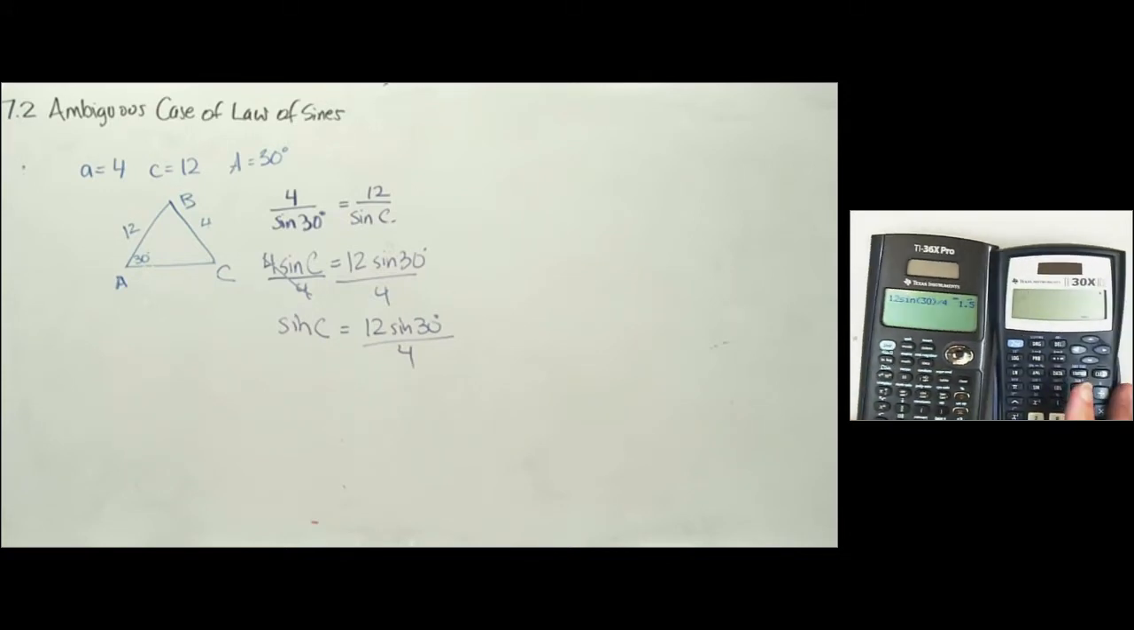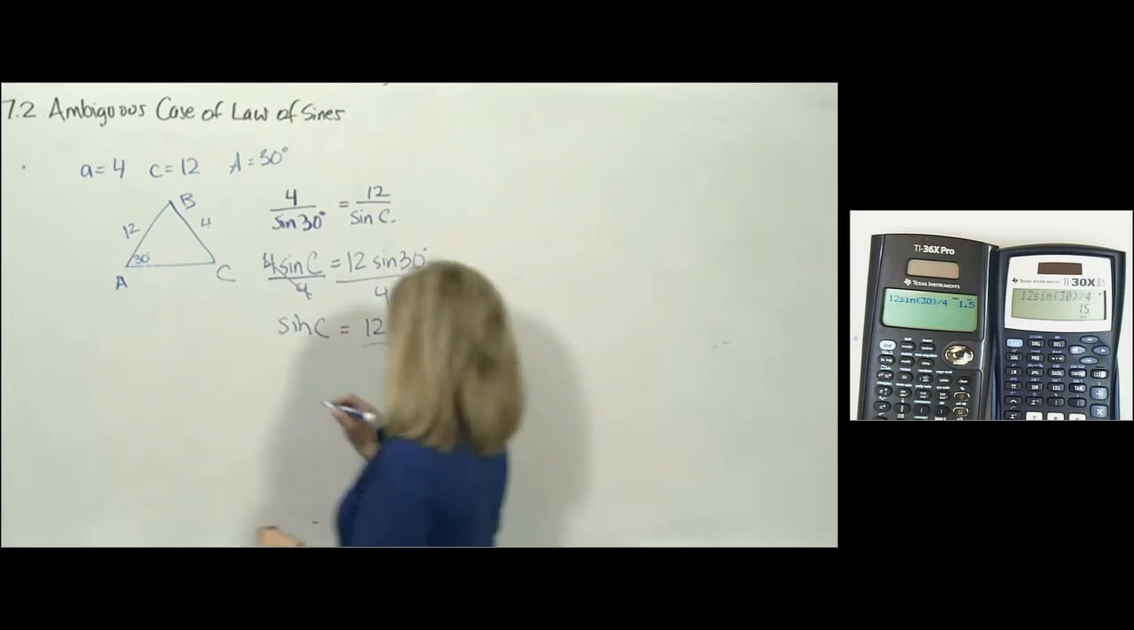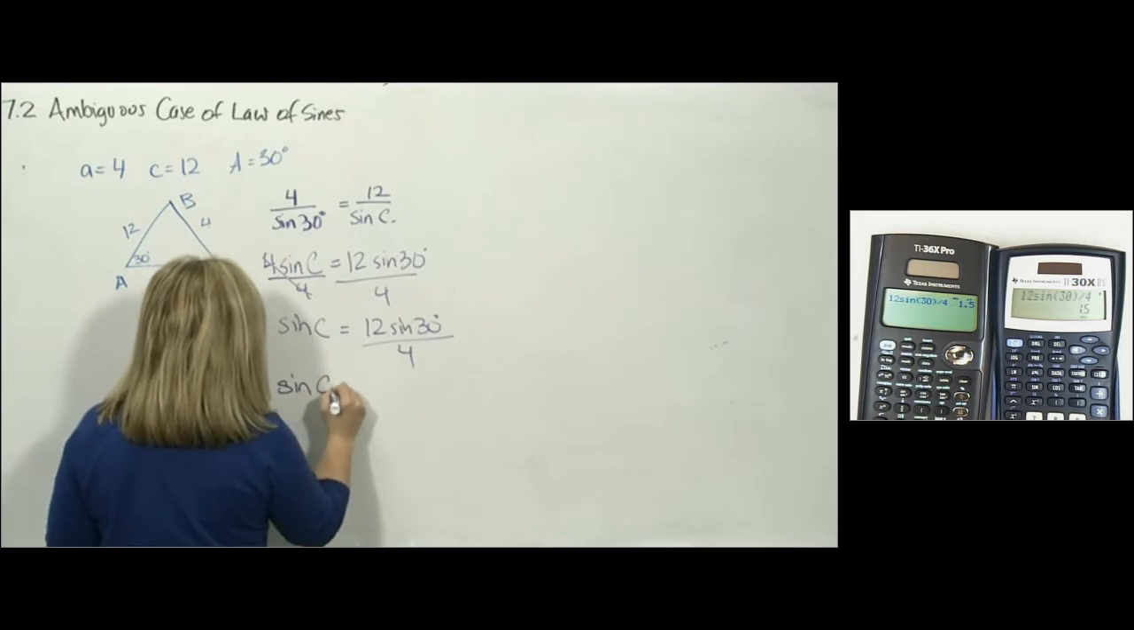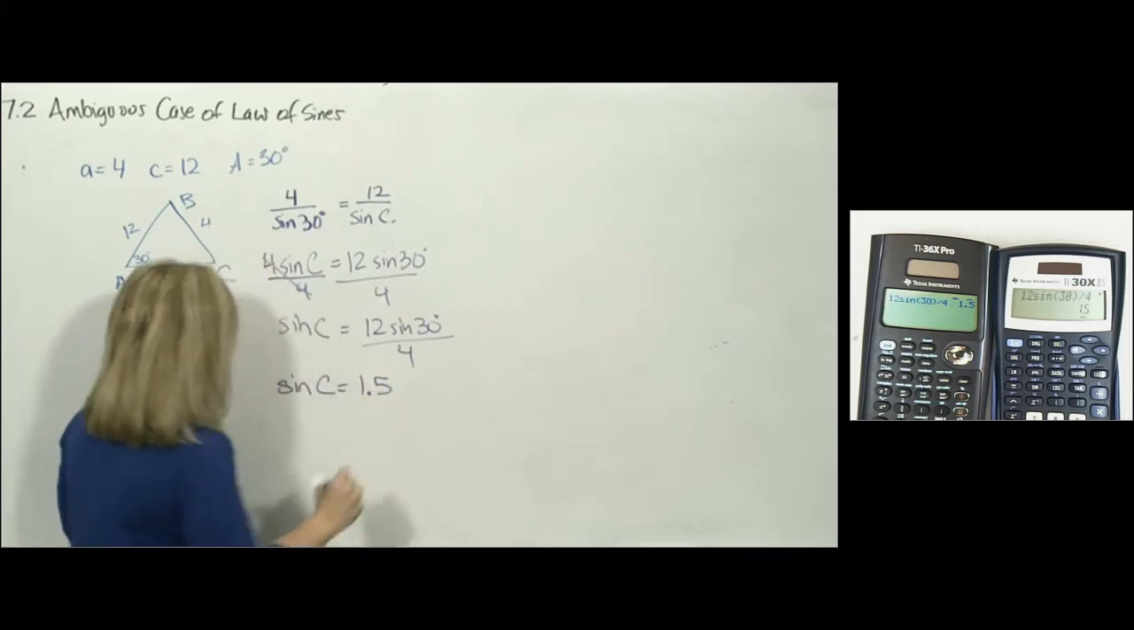All right, walk with me over here. Clear these out. So I'm going to type 12 sine 30, close that, divided by 4. There's my decimal, 1.5. I'm going to do it on the TI-30 too: 12 sine 30 divided by 4. Same decimal, you'll agree? So now what I'm going to write is the sine of angle C is 1.5.